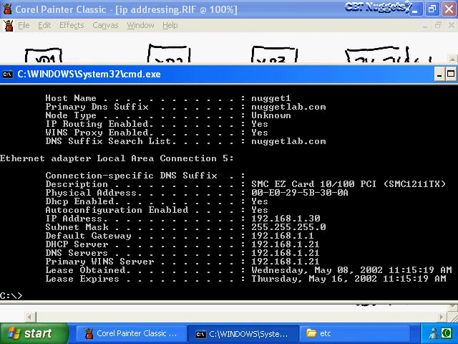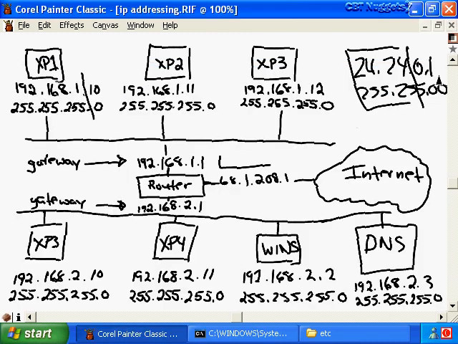So now that our computer is configured with the IP address of the DNS server and the IP address of the WINS server, whenever we need to contact a computer by a NetBIOS name or a host name, we can contact these servers directly to try to resolve a name to the number. Let me show you what I mean here.